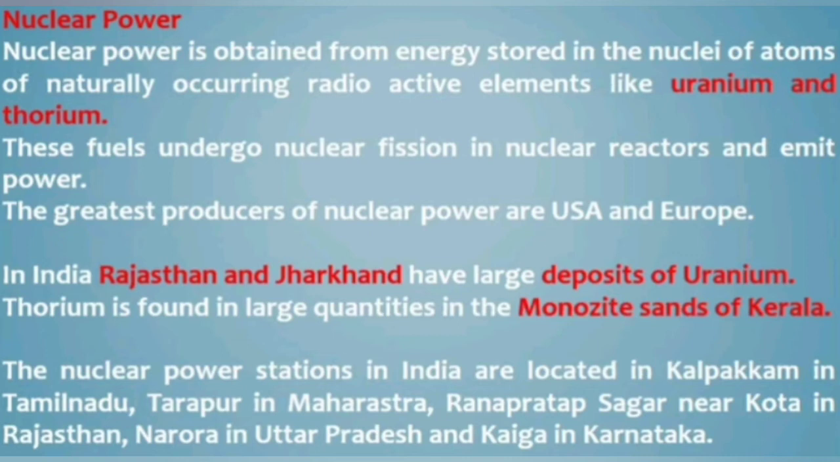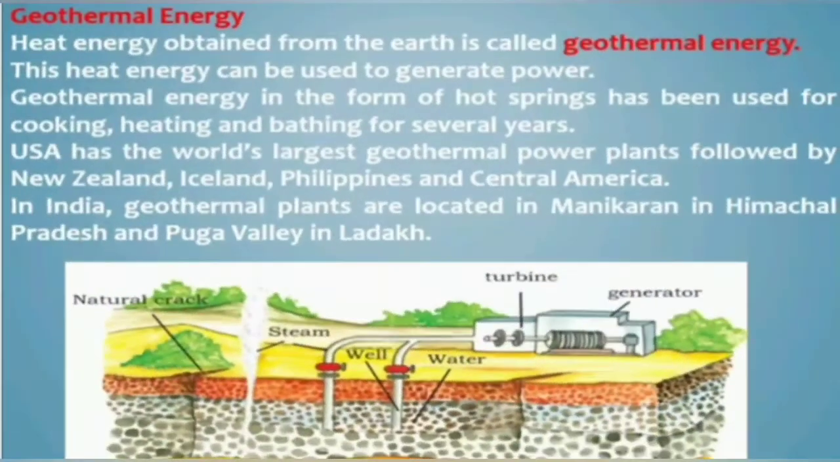The nuclear power stations in India are located in Kalpakkam in Tamil Nadu, Tarapur in Maharashtra, Rana Pratap Sagar near Kota in Rajasthan, Narora in Uttar Pradesh, and Kaiga in Karnataka.